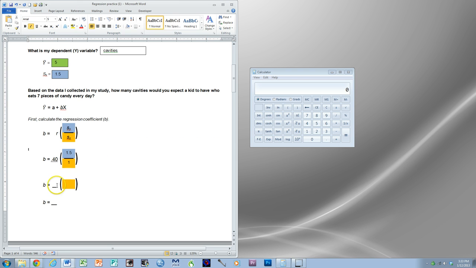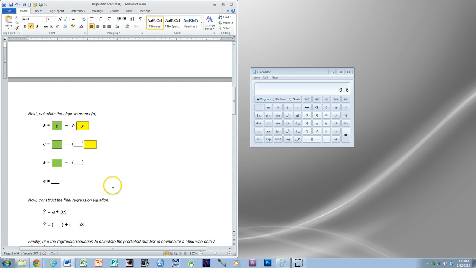Okay, so b is 0.40 times 1.5 divided by 1. Anything divided by 1 will be itself, so 1.5. And now we need 0.40 times 1.5. We'll go over to our calculator: 0.40 times 1.5, which will give us 0.60. So our beta coefficient is 0.60.